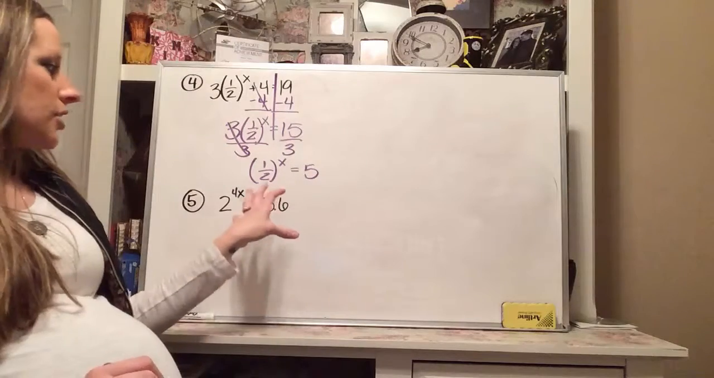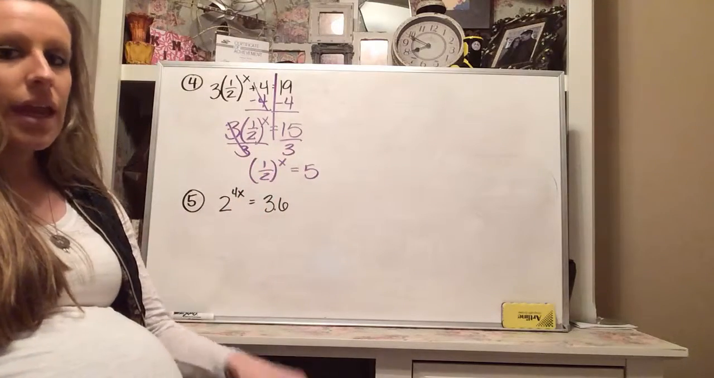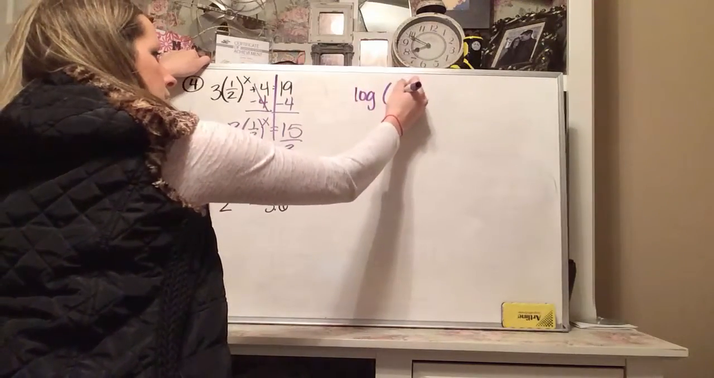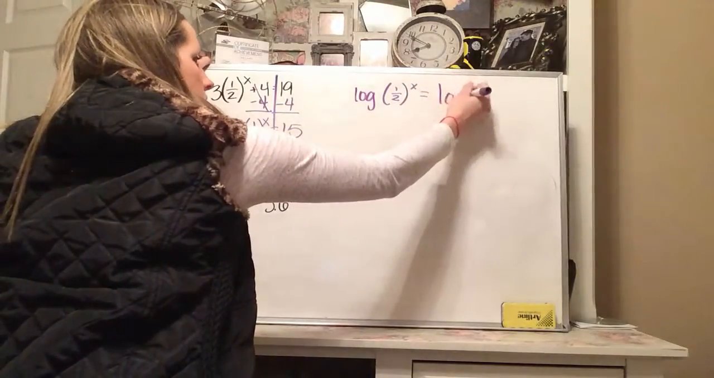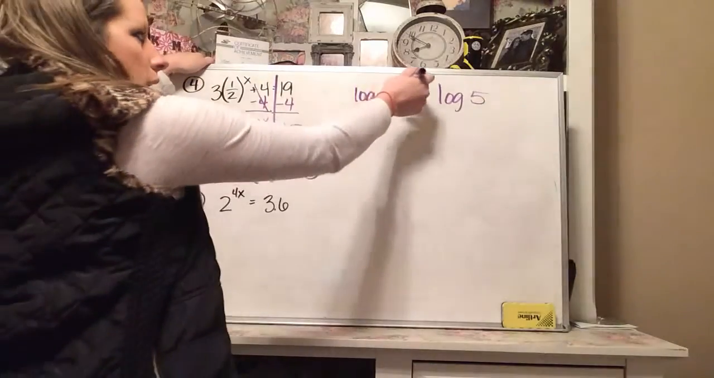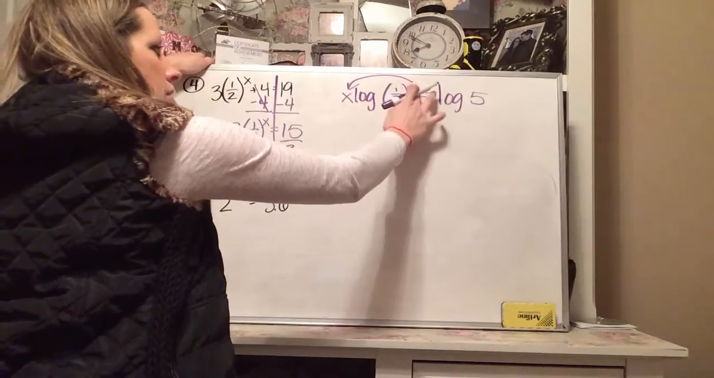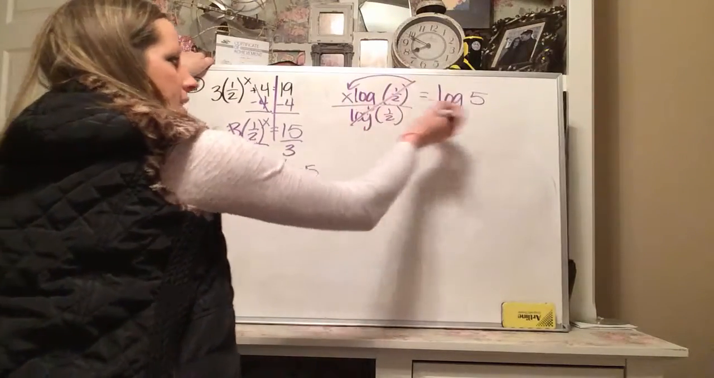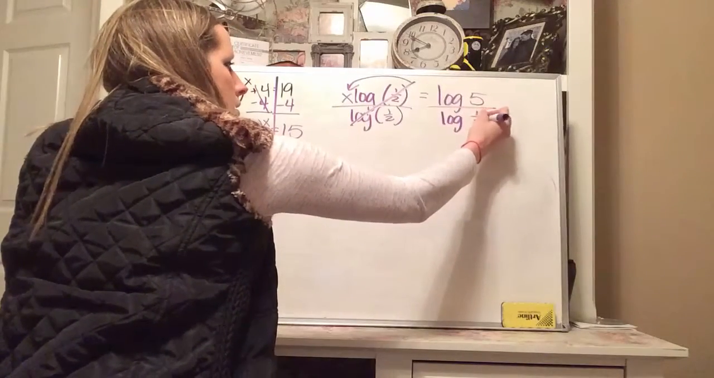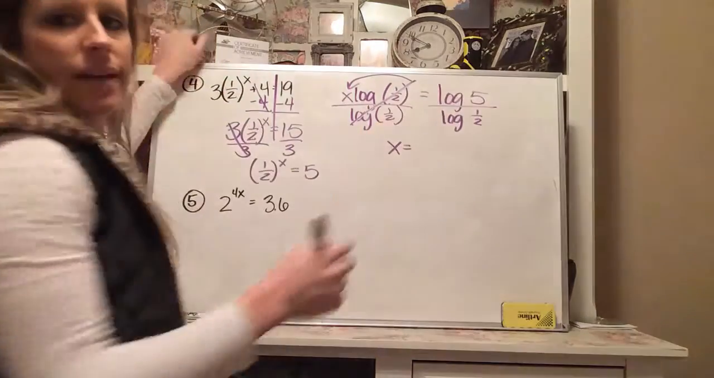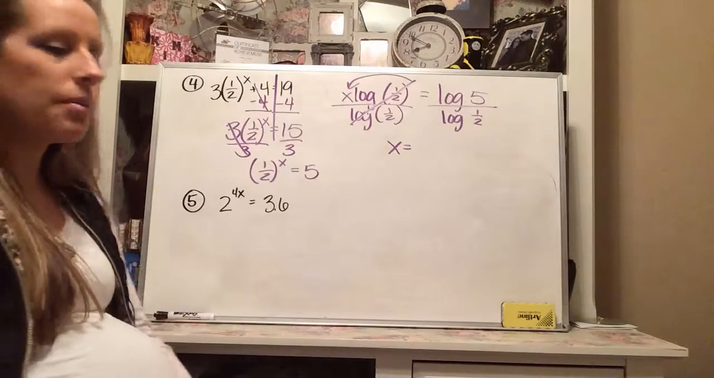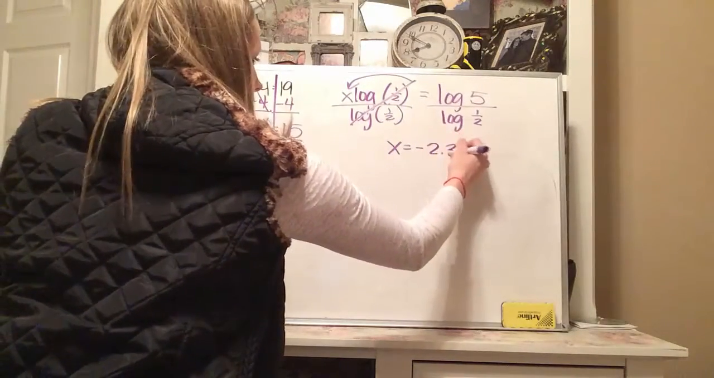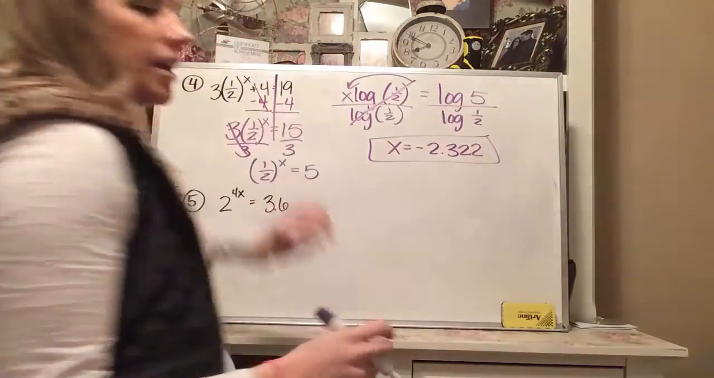Okay, now that that term with x and the exponent is by itself, I can take the log of both sides. So I'm going to have log of 1/2 to the x power equals log of 5. Okay, I'm going to move that x in front of the log, and I'm going to divide by the log of 1/2. That way I have that x by itself. Alright, so whenever I take the log of 5 divided by the log of 1/2 and I punch it in my calculator, I get negative 2.322.